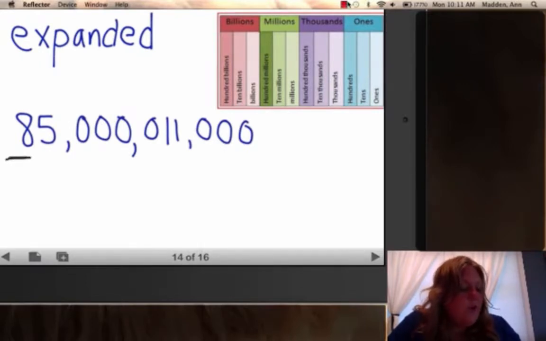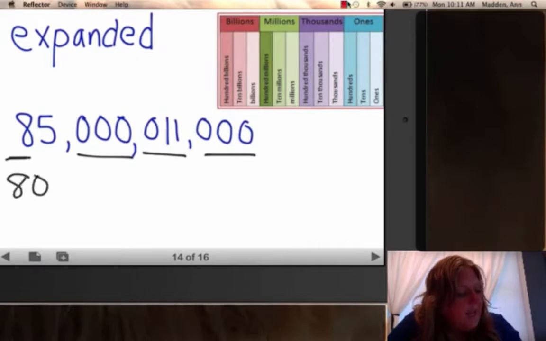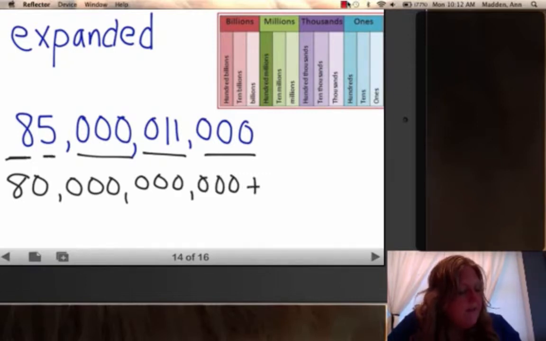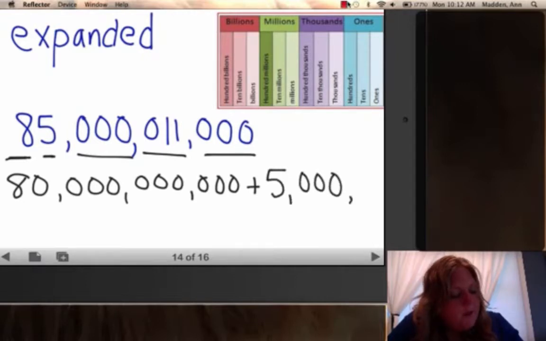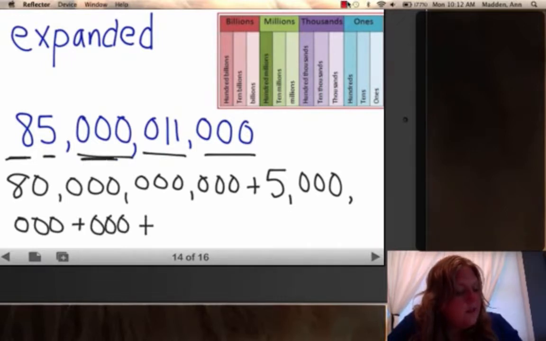This one, ooh, this 8 way out here. The 8 way out there looks to me like it's in the billion spot. Let's see. Ones, thousands, millions. It is in the billion spot. So I've got 80 billion plus, I need my 5. Now that's 5 million, and I've run out of room. I'll go down to the bottom. Plus, nothing in the billion spot, so I don't have to write anything.